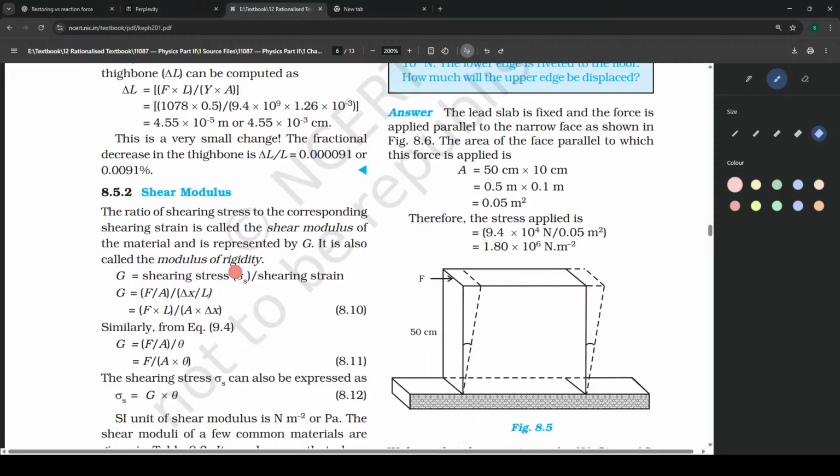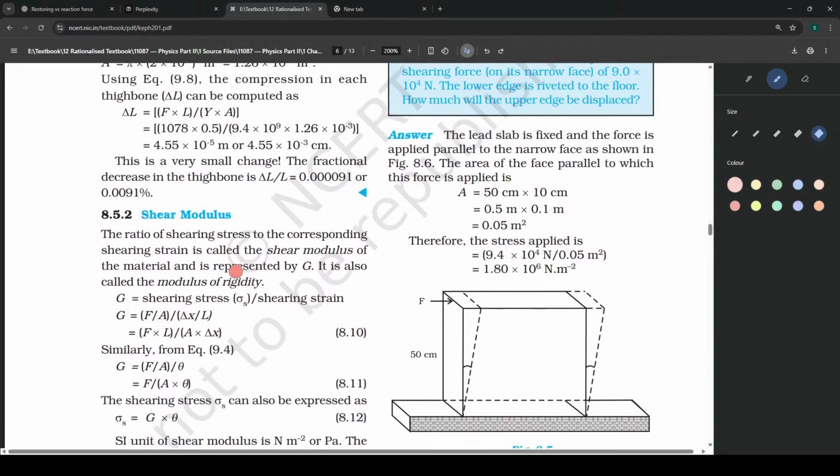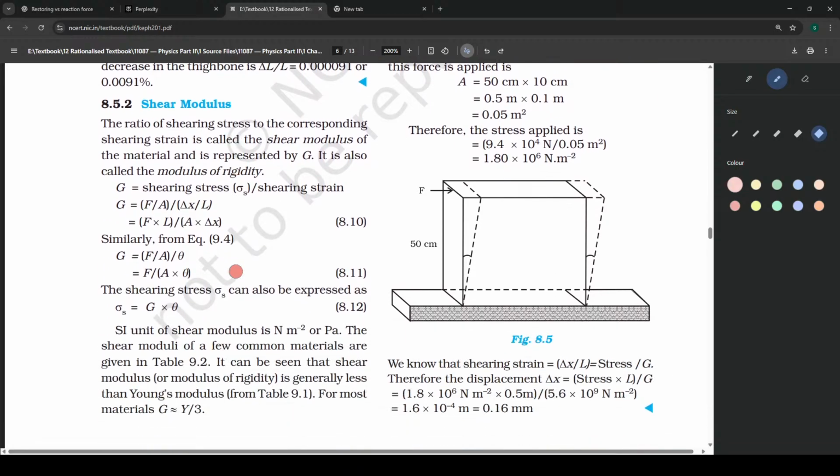Now let's go to the next subtopic under the elastic modulus, shear modulus. The ratio of shearing stress to the corresponding shearing strain is called the shear modulus of the material. This is represented by G. It is also called the modulus of rigidity.